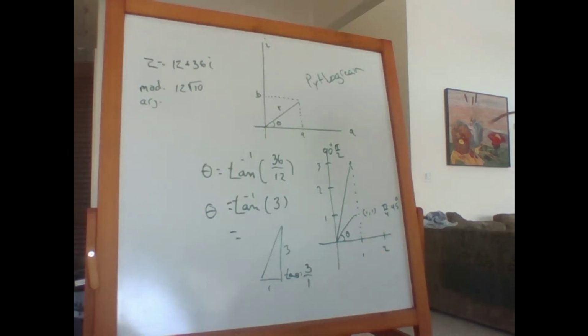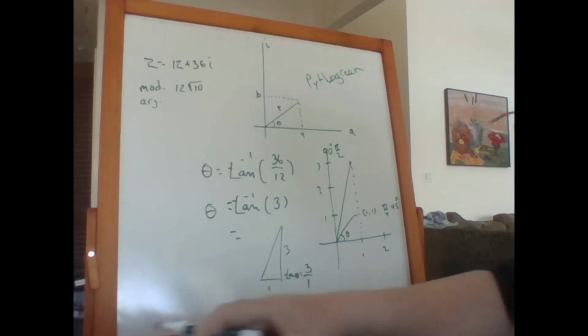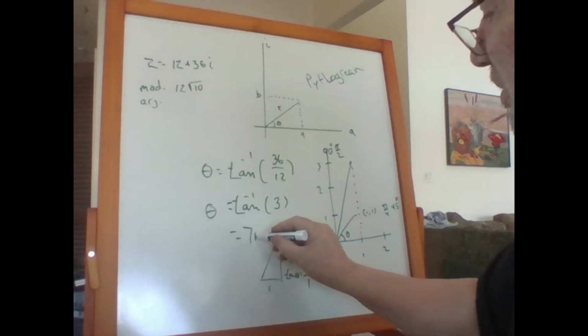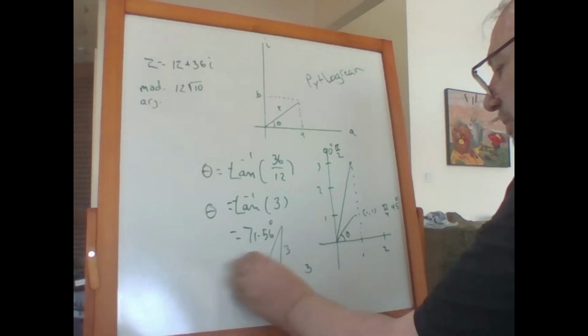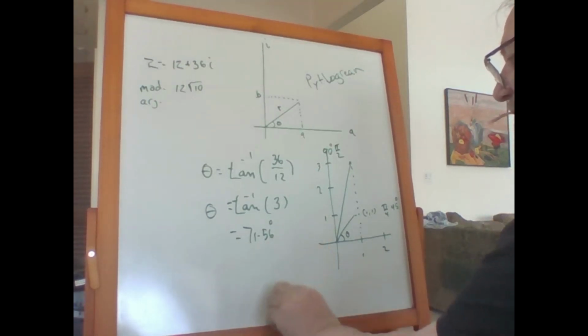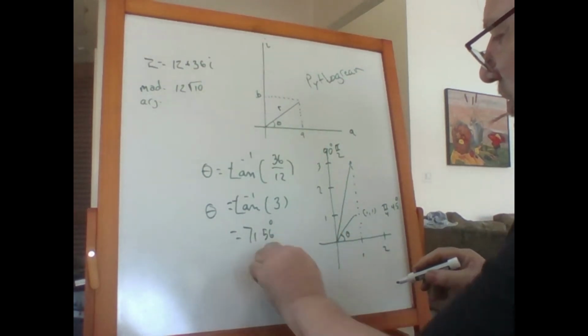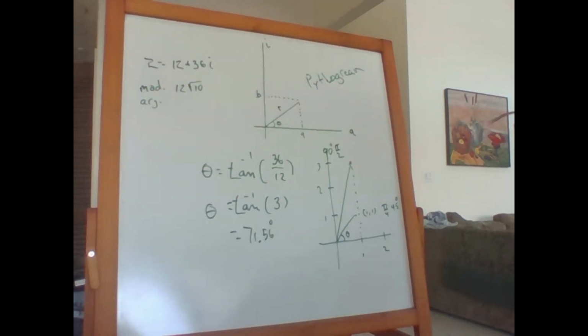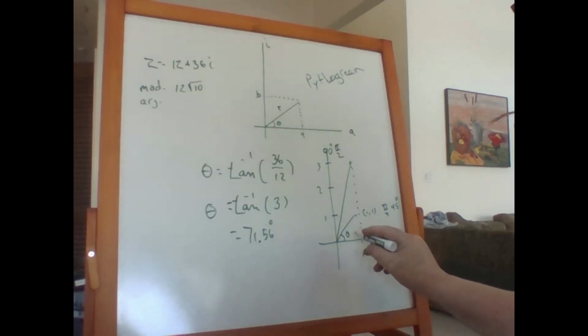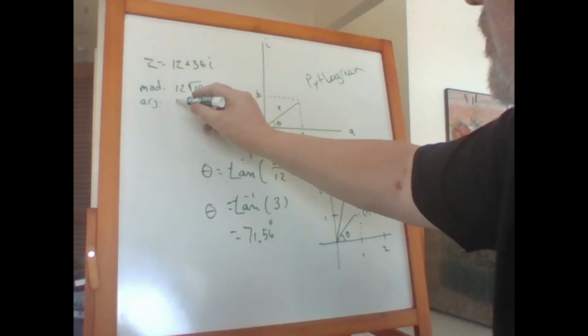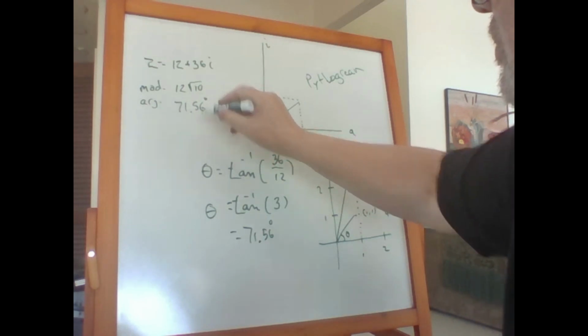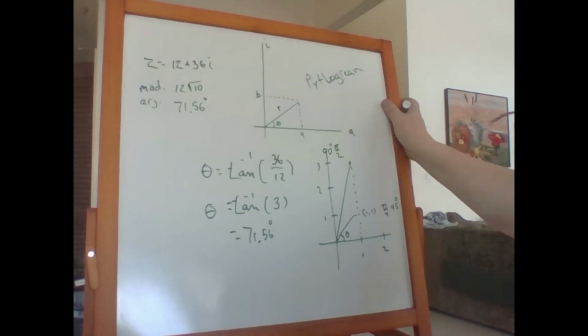Let's take a look. I can get a more precise value: 71.56 degrees. So it's not quite 90, but it's not 45 either. It's in between. So that's our angle. So our argument is 71.56 degrees. So there we go. We have solved two problems in complex numbers.